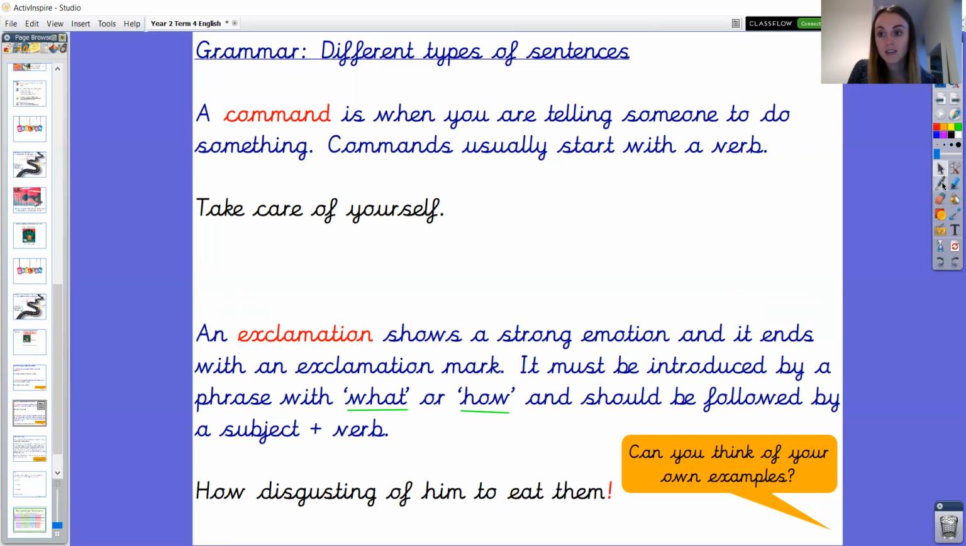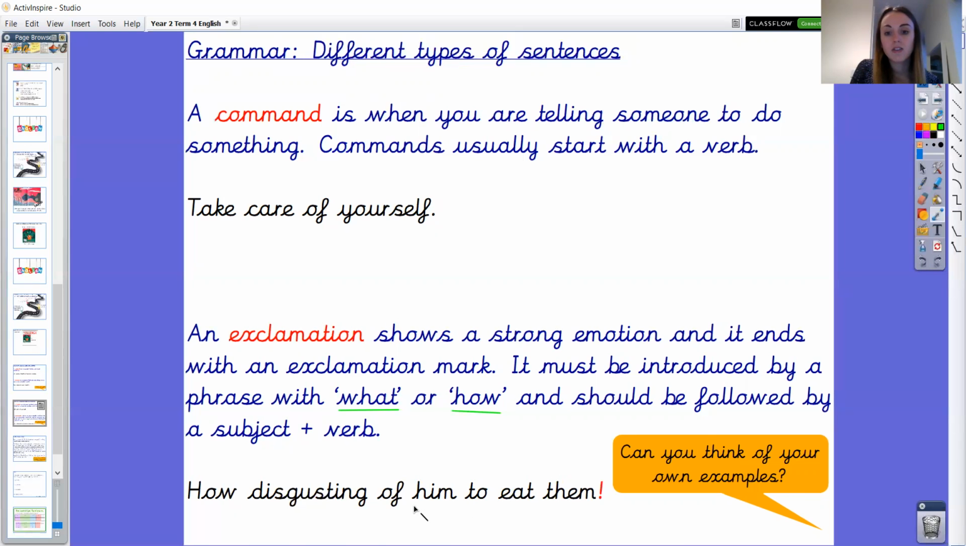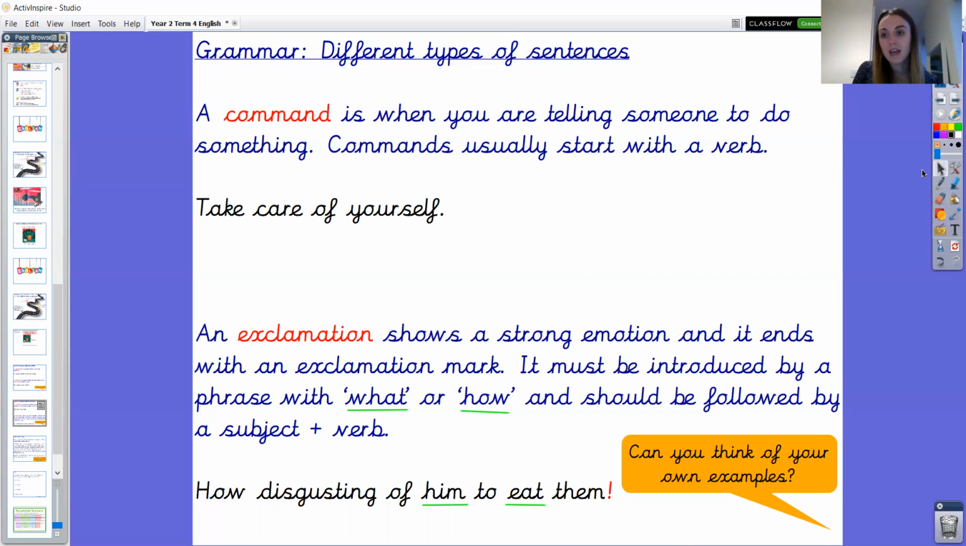So the subject is him, okay? So the subject pronoun is him, which is the terrible beast. And the verb is eat. Okay, so it's ensuring I've got that information in there for it to be an exclamation sentence, okay? Whereas if I said, how exciting, with an exclamation mark, I would have used the exclamation mark correctly. However, it wouldn't be an exclamation sentence, because it needs to have a subject and a verb, okay? So a person or a thing and an action that they are doing.